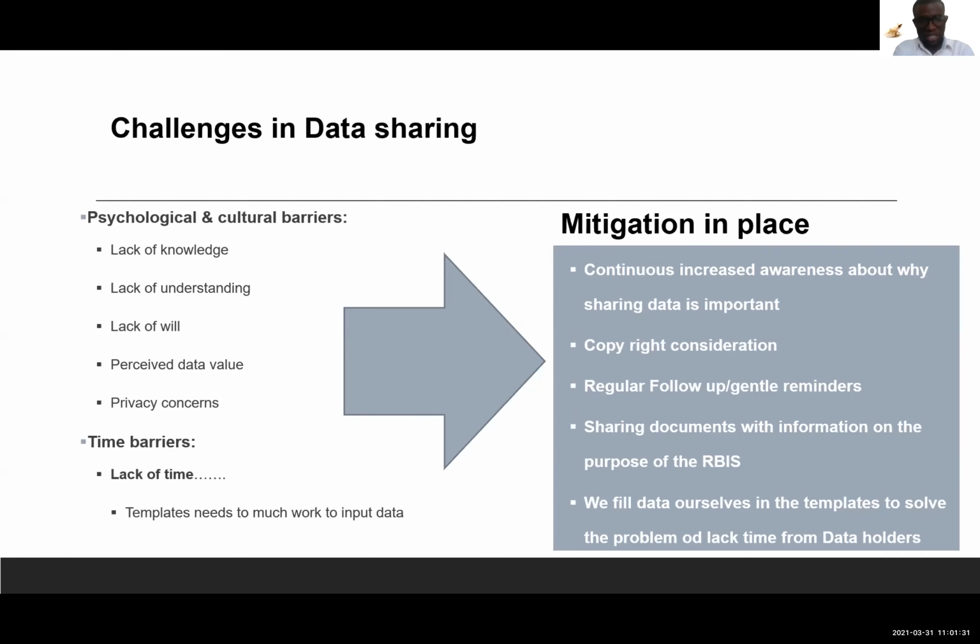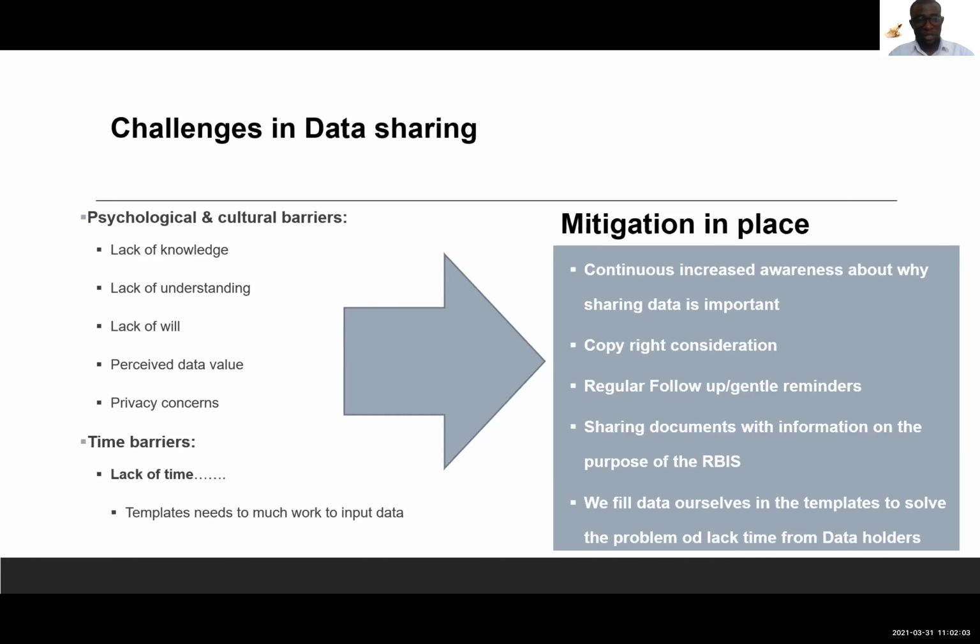However, the team, after considering all these barriers and challenges that we face to get data shared with us, has set some mitigation in place, where of course we understand them. It is a new thing here. Most of the people don't know why they should share data, but after continuous increased awareness about why data is important and why sharing data is essential, some people have started understanding, and trust me, they even call you back to give you more updated data. This is a success that the team is making so far.